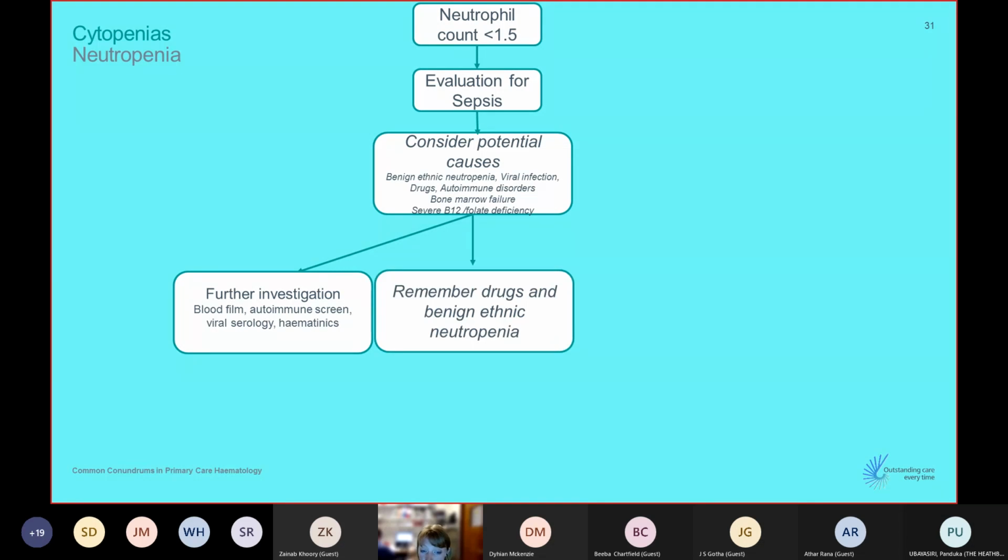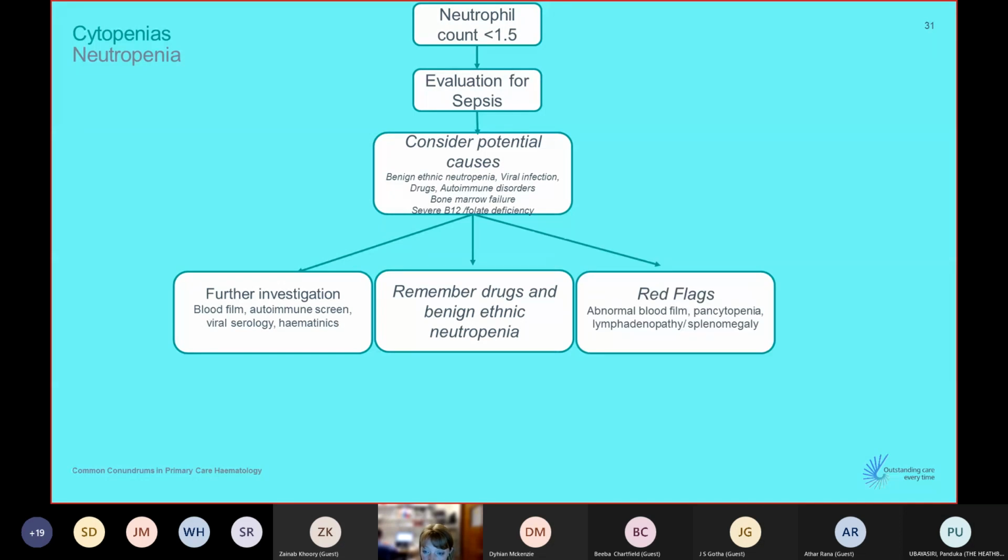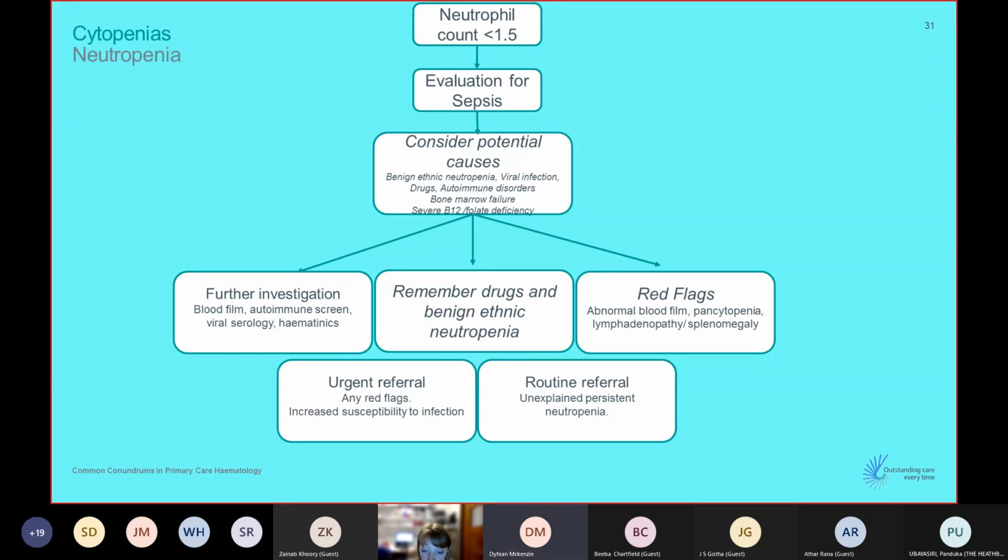Always remember to do a medication review and consider benign ethnic neutropenia, and look out for red flags: an abnormal blood film, pancytopenia, lymphadenopathy, or splenomegaly. If there are any red flags or an increased susceptibility to infections, patients should be referred urgently to haematology. For other unexplained persistent neutropenias, we are happy to see them in a routine referral pathway.